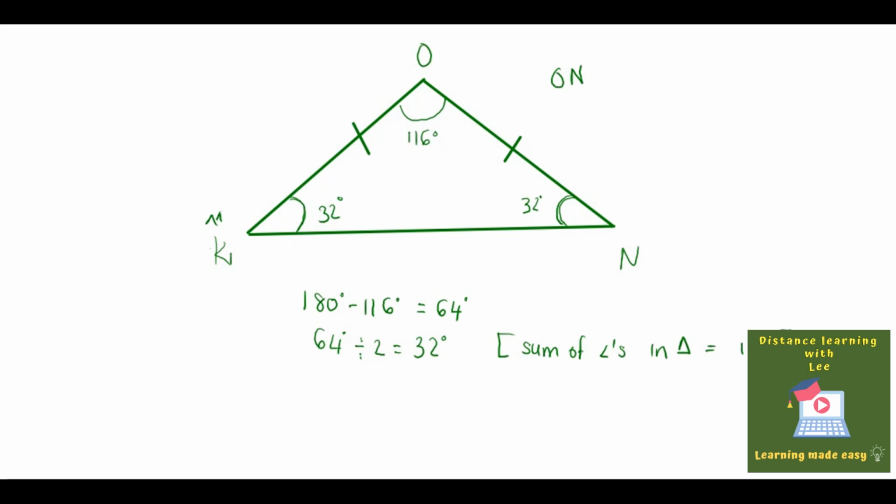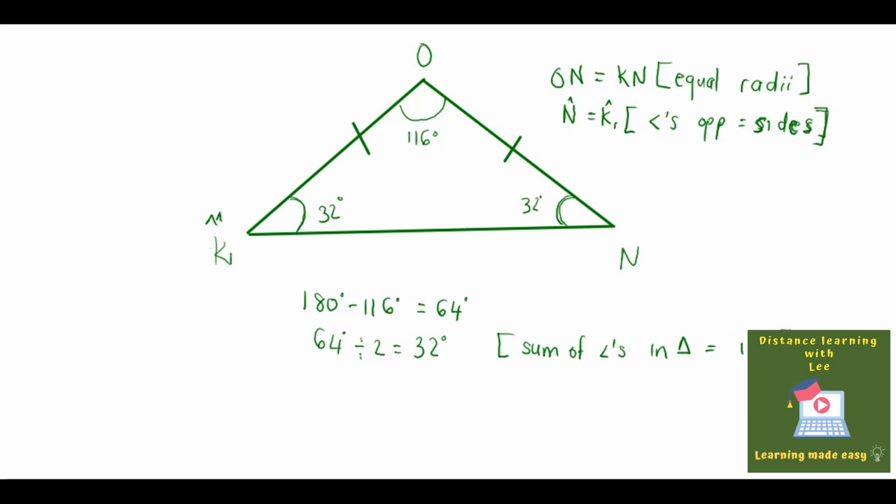So we say that the ON is equal to KN, okay, because this is equal radii. And because we are working with an isosceles triangle, the angle N is equal to the angle K1. And the reason for this is because the angles opposite the sides that are equal are equal. So that is the reason that we use.